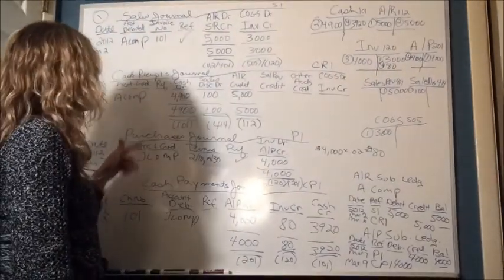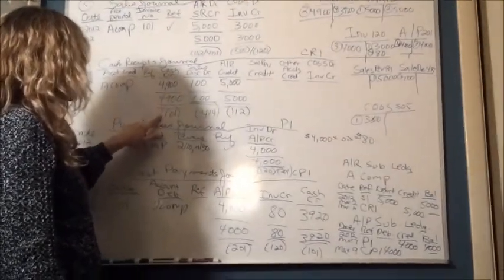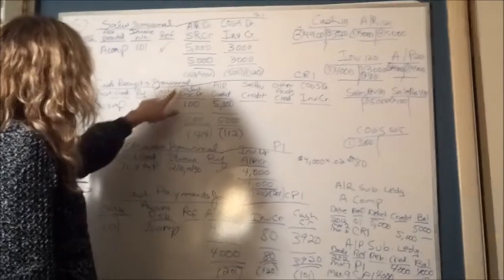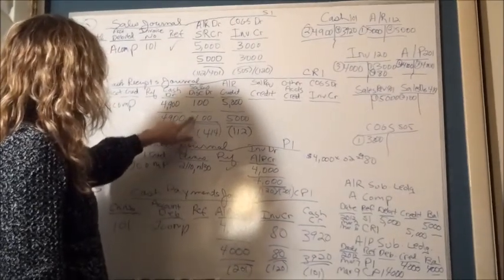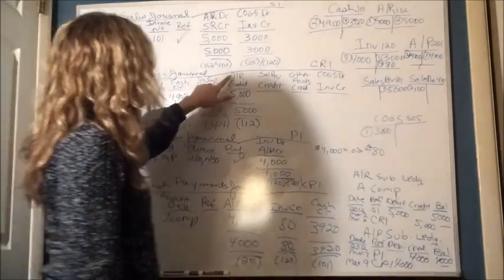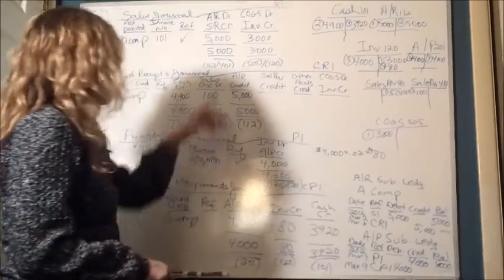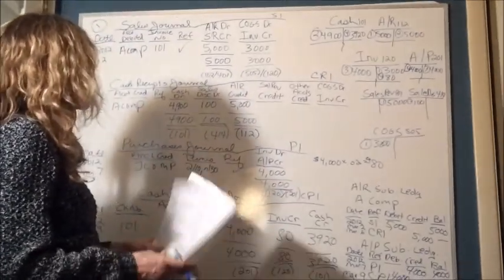Next, I have my cash receipts journal. My total cash that I'm going to debit is $4,900. That's account 101. My sales discount will be a debit, a total of $100 into account 414. And my accounts receivable is a credit of $5,000, and the account number for that is 112.